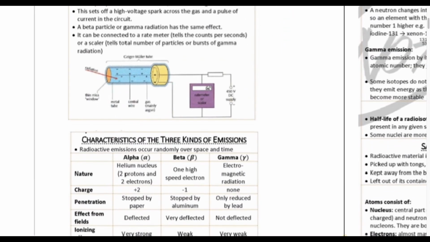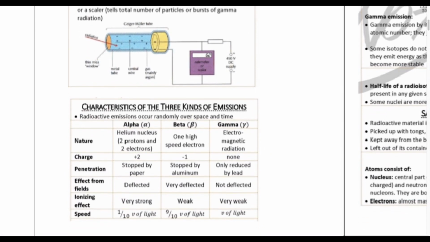Now let's see the characteristics of the three kinds of emissions. Radioactive emissions occur randomly over space and time. That means if you have a piece of uranium, a very famous atom which is used to produce nuclear energy, it has radioactive emissions, alpha, beta, and gamma, coming from the uranium. It occurs at any time, and it occurs randomly.